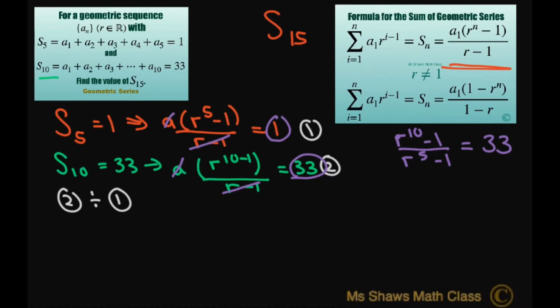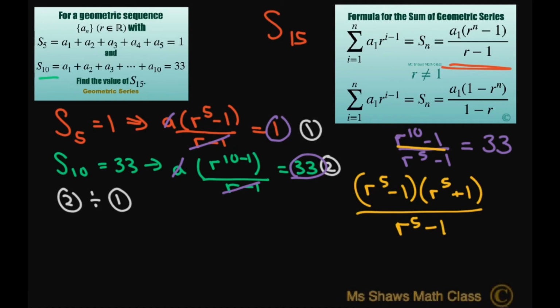All right, this one right here is the difference of squares. So I can write this as r to the power of 5 minus 1 times r to the power of 5 plus 1, divided by r to the power of 5 minus 1, equals 33. So these two cancel, and you're going to have r to the power of 5 plus 1 equals 33, or r to the 5th power equals 32.